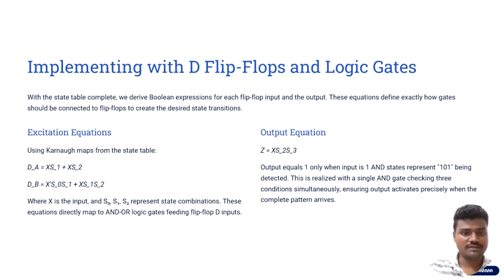For example, D1 equals x1 plus x2, where x is the input and S1 S2 represents the state combination. This equation maps directly to AND and OR logic gates feeding the flip-flop D inputs. Output equations such as x·S2: the output is 1 only when the input is 1 and the state represents 101 detection. This is realized with a single AND gate checking both conditions simultaneously, ensuring the output activates precisely when the complete pattern arrives.